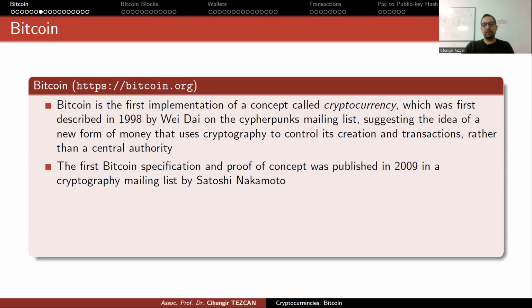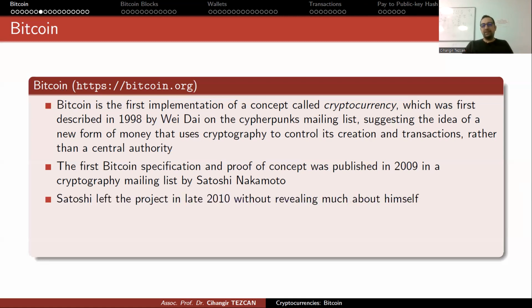The first Bitcoin specification and proof of concept was published in 2009, actually the first week of 2009, in a cryptography mailing list by Satoshi Nakamoto. Nobody knows if this is a real name or a fake name. There are Japanese names like this, but some people think it combines words from famous companies: Toshi from Toshiba, Sai from Samsung. You can combine such companies and create such a name. But of course, that might also be something people invented, since nobody could find who the real Satoshi is.